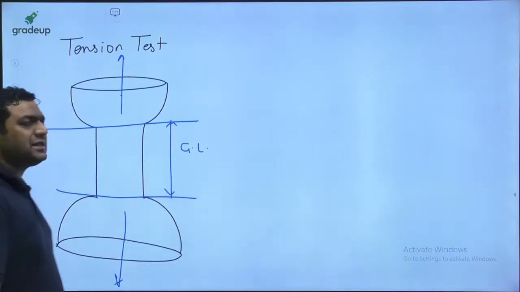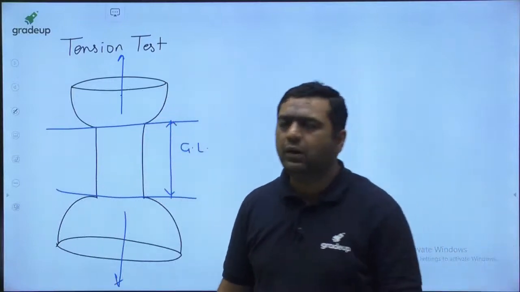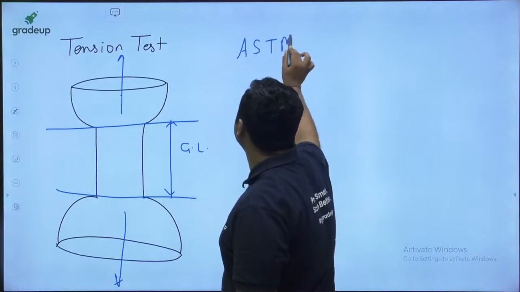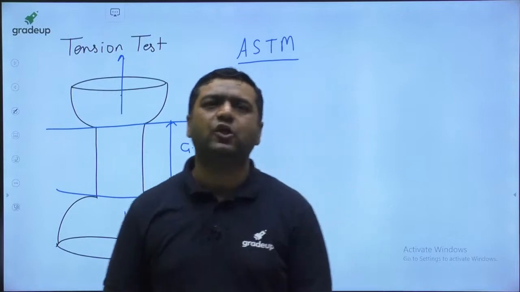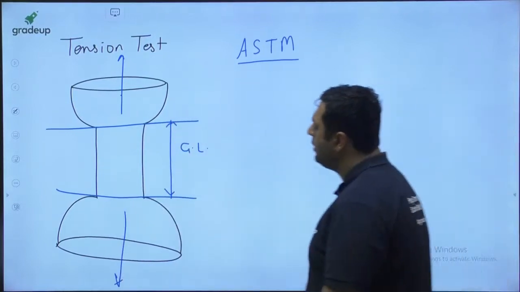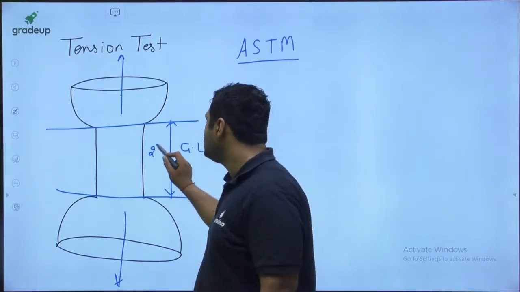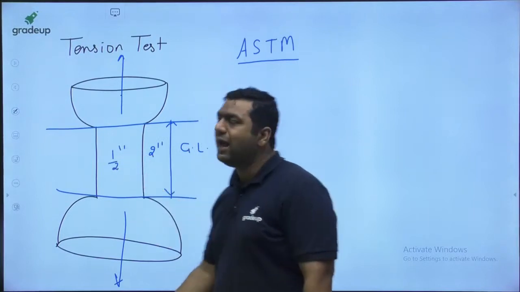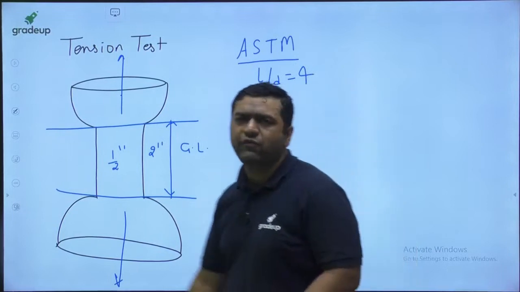And this test is performed under the guidelines of ASTM, where ASTM refers to the American Society of Testing and Materials. The other guideline is that the length is 2 inches and the diameter is ½ inch. So the L to D ratio is going to be 4. These are the guidelines of ASTM.